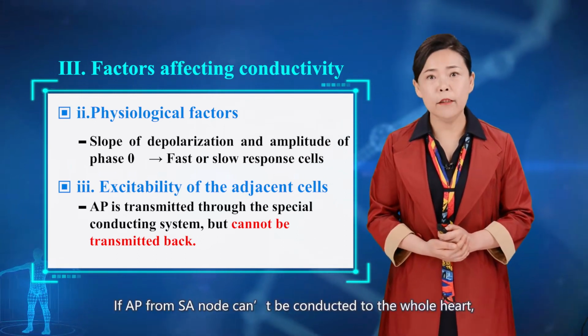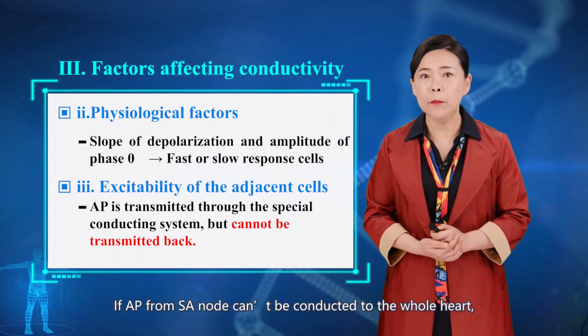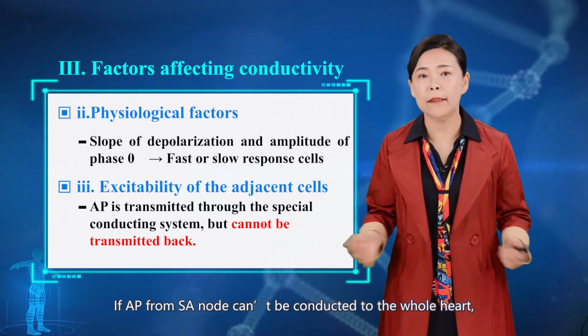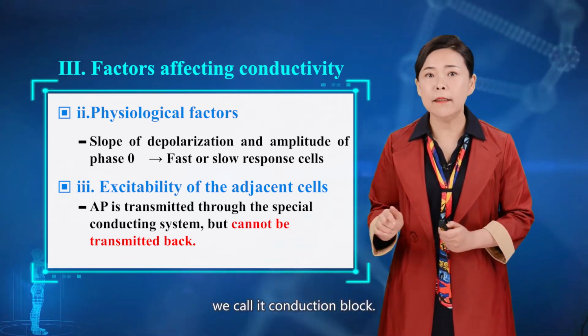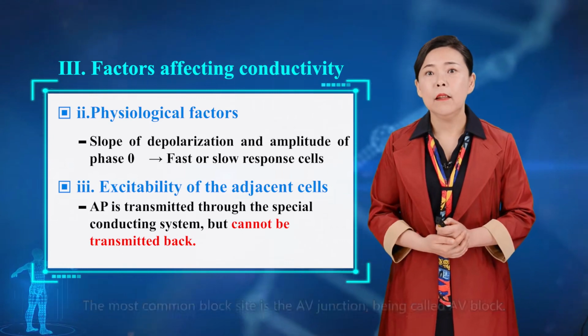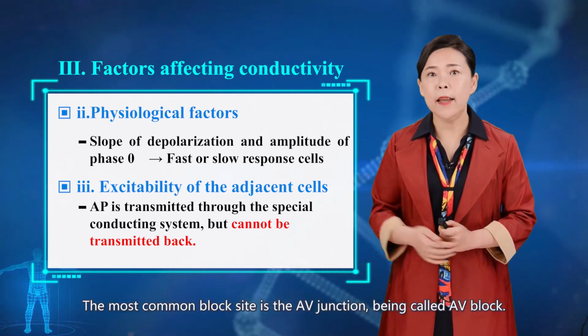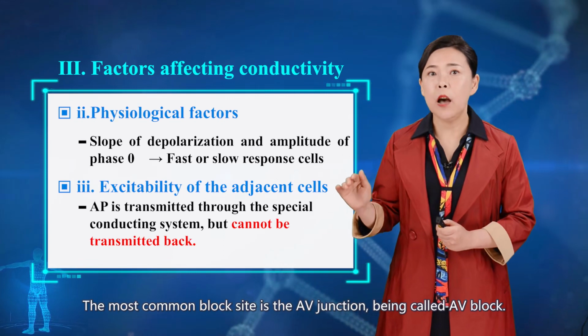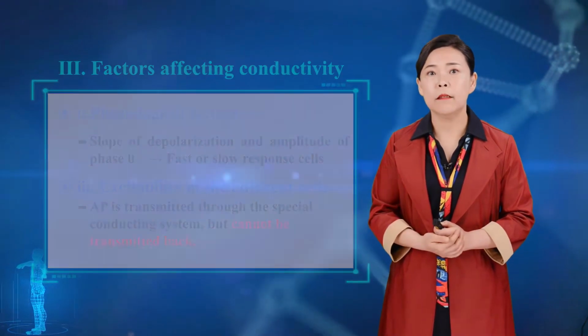If action potential from SA node can't be conducted to the whole heart, we call it conduction block. The most common block site is AV junction, being called AV block.